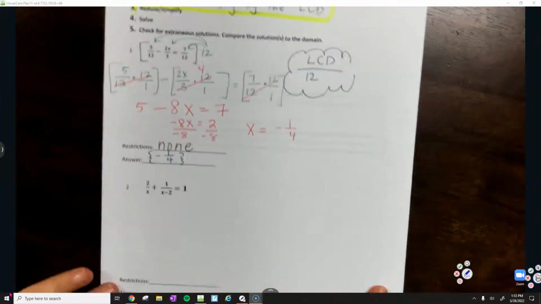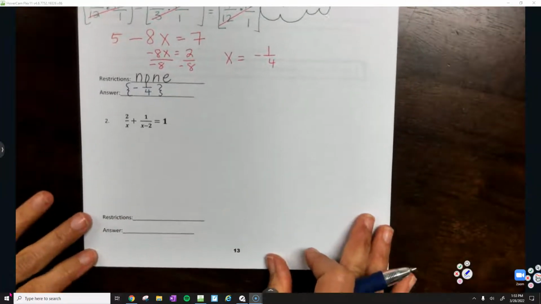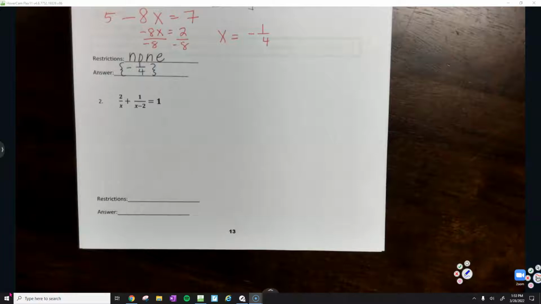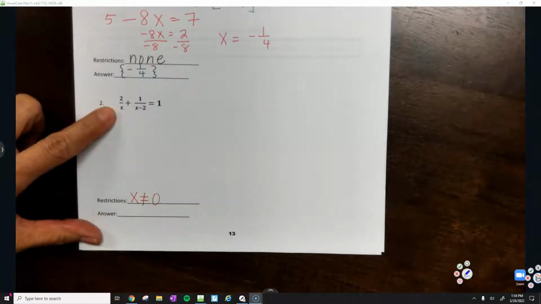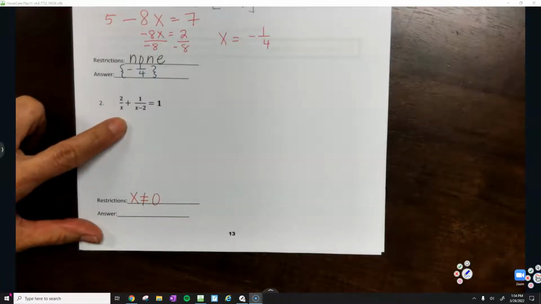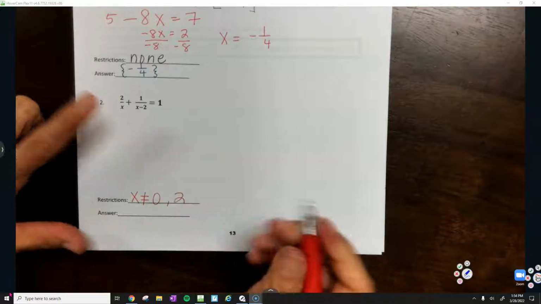Let's go ahead and take a look at number 2. So for number 2, remember you should factor, but it's already factored. So now we're just going to state restrictions. So I know x cannot equal a 0 for the single x. X also cannot equal a positive 2.